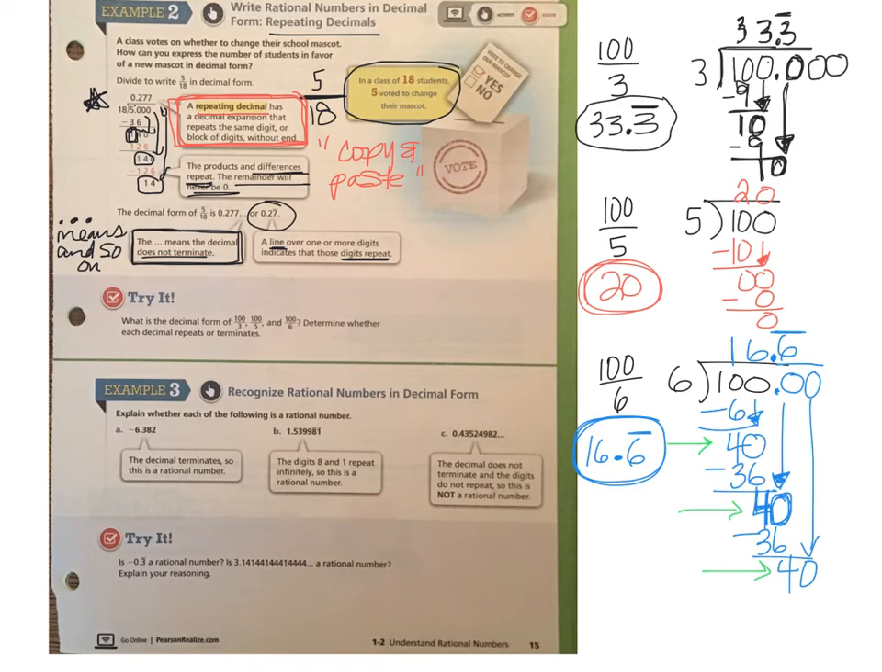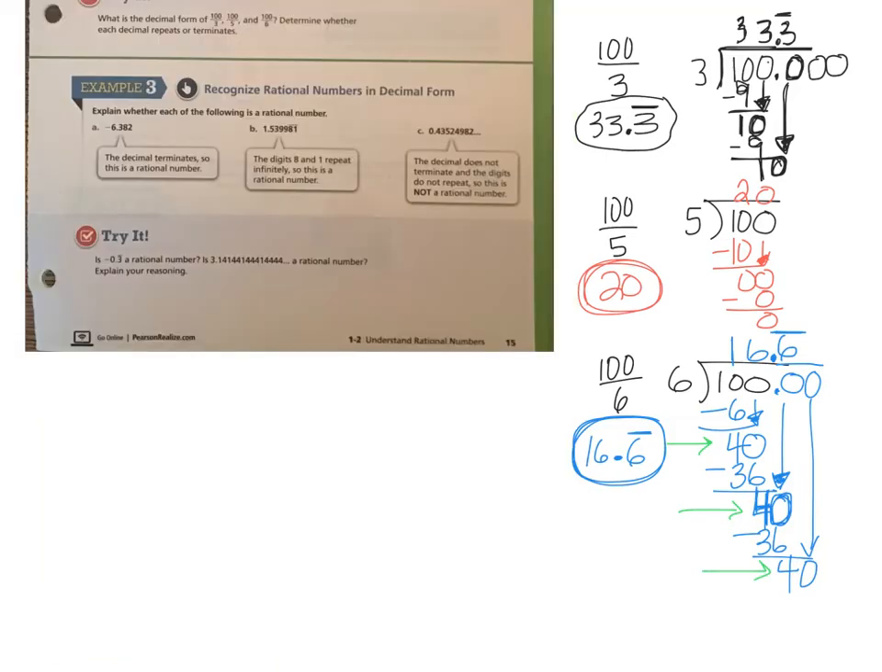So what questions do you still have about dividing to determine if a decimal terminates or repeats? If you don't have questions, then you're ready to move on to example 3. In example 3, we are asked to recognize rational numbers and to determine when we have terminating decimals or repeating decimals as rational numbers. So first of all, take a look at your 3 values in example 3. We have A, B, and C.